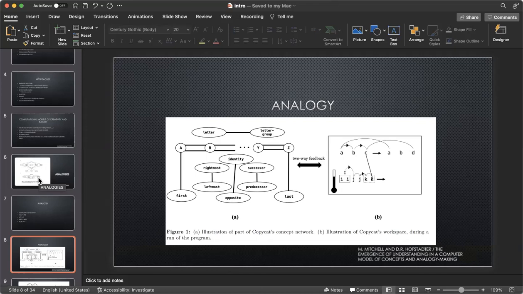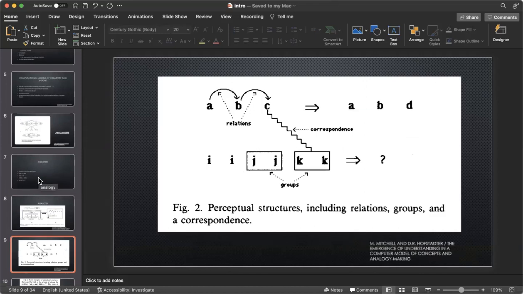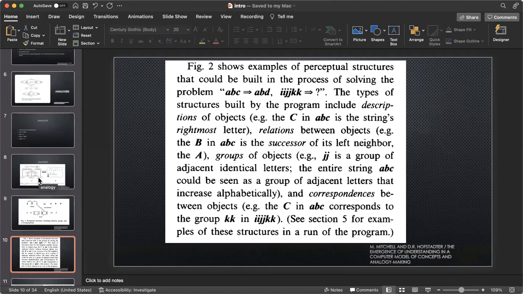And then this is all happening in a workspace. Once it does that, it naturally knows the relations between A, B, and C from its concept network. It draws a correspondence between C and KK, and it makes these groups, and then ultimately makes an inference. And the inference is done in a very interesting fashion. It happens both top-down, so there's a concept network that drives it, but there are multiple inferences and multiple analogies that are being explored by the program continuously.